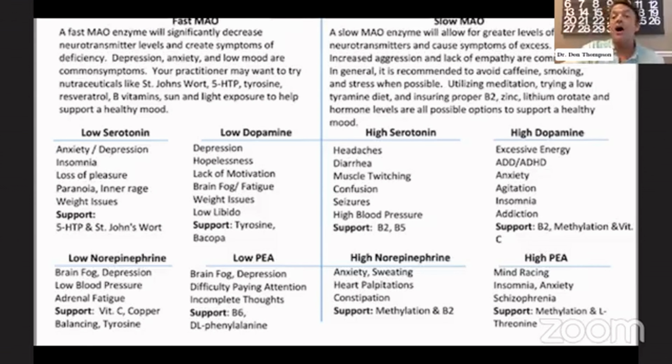For the high side, a lot of the high side stuff is really just supporting the metabolism. If it's high neurotransmitters, it's really about supporting the metabolic process. Really, that's more what it's about.